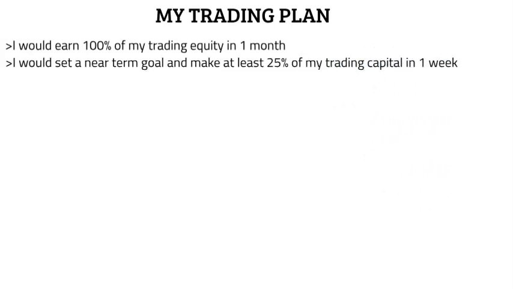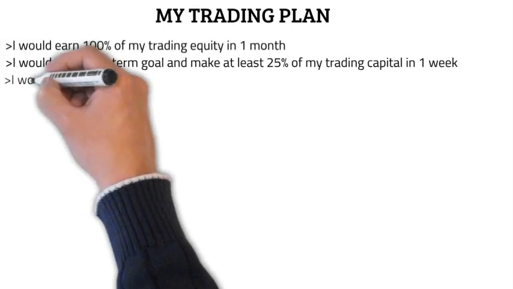Okay, let's say this $500 is my trading capital. 50% of $500 is $250. 25% of that should be $125. So I will set a near-term goal to make $125 in 1 week.